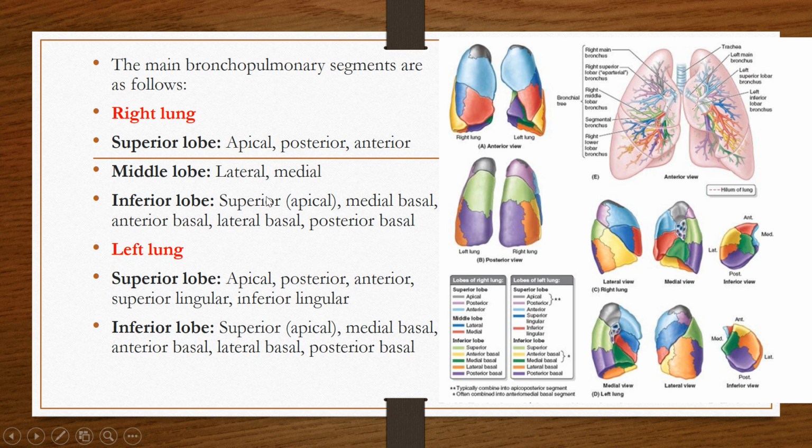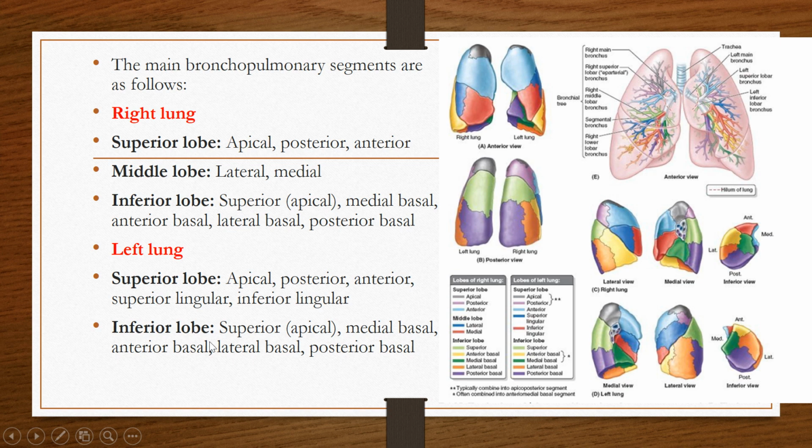And one will be apical because it is at the apex of the inferior lobe. Similarly, in the left lung, because there are 2 lobes only, there are 5 segments in the upper lobe and 5 segments in the lower lobe. Apical, posterior, anterior, superior lingular and inferior lingular, because they are present in the lingula.